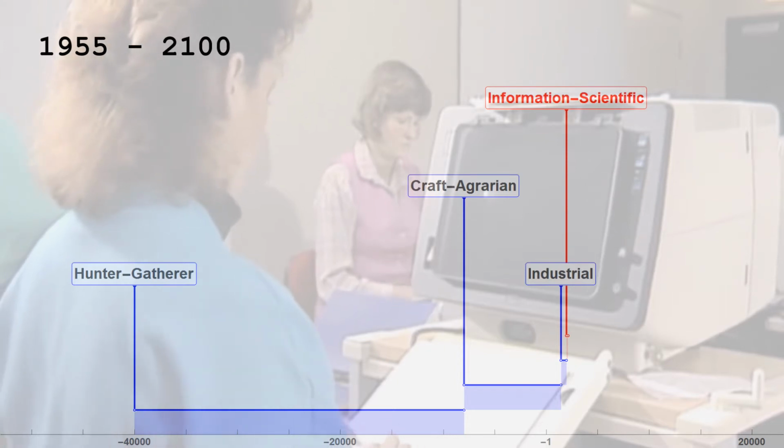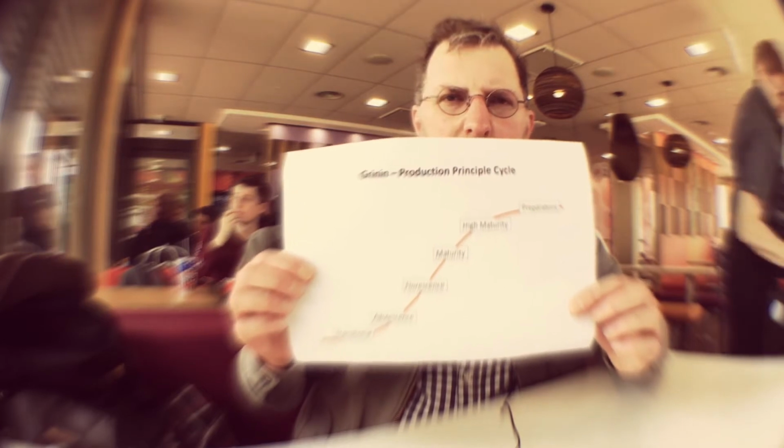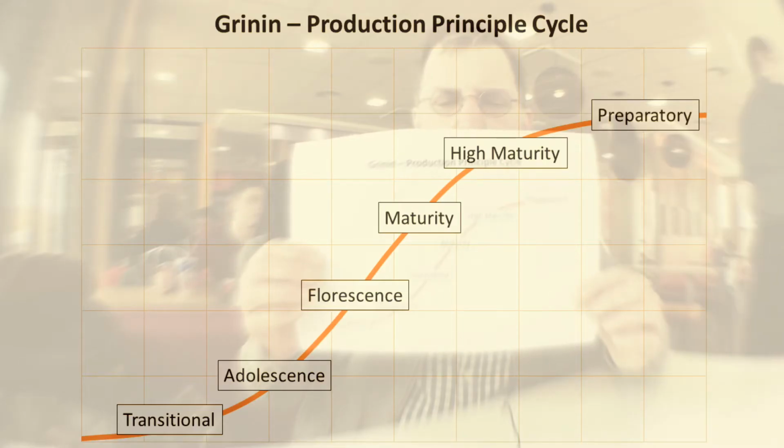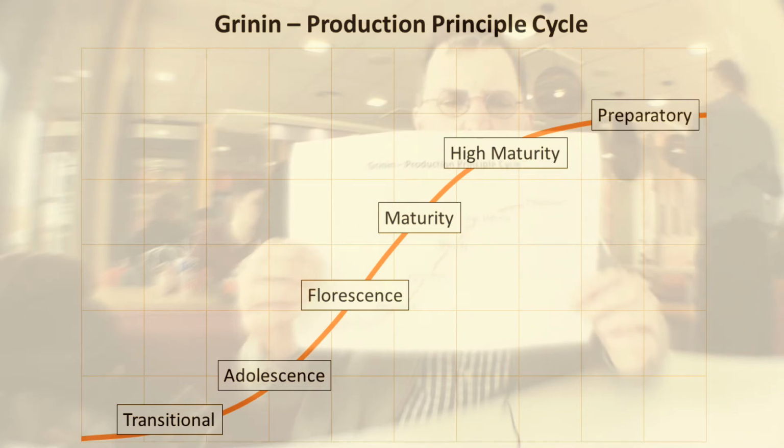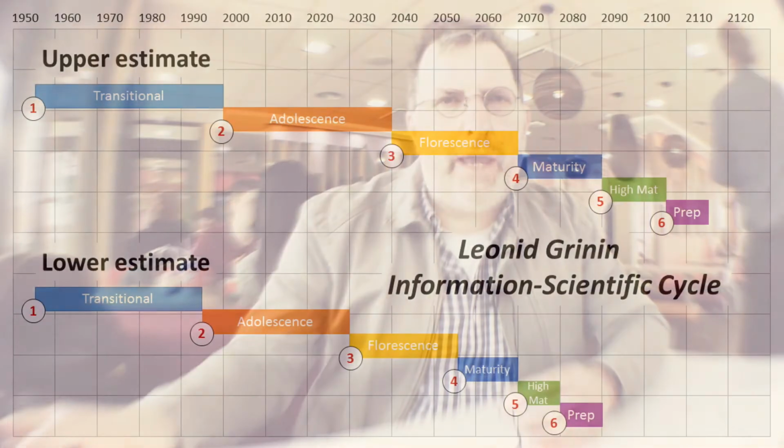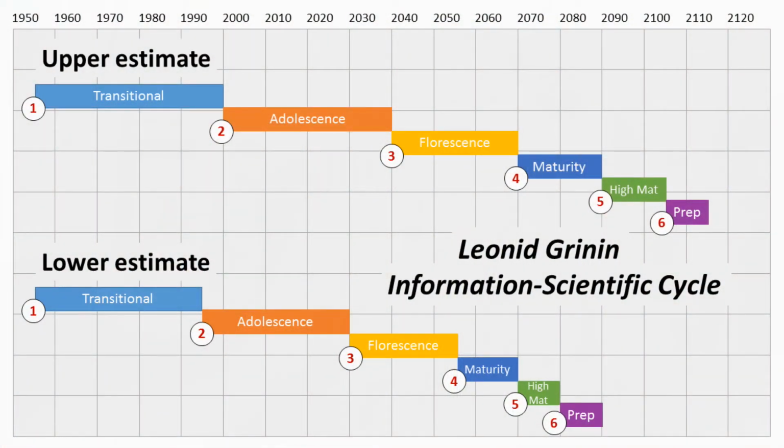Despite the different timescales, Grinin argues that every wave has gone through the same 6 stages, which he calls transitional, adolescence, florescence, maturity, high maturity, and preparatory, i.e. preparing for the next wave. As far as the present wave is concerned, he has an upper and lower estimate of the timings of the different stages. Either way, according to him, we are currently in stage 2 of the information scientific wave, and it will give way to the next stage in 2040 according to the upper estimate, or 2030 according to the lower estimate.